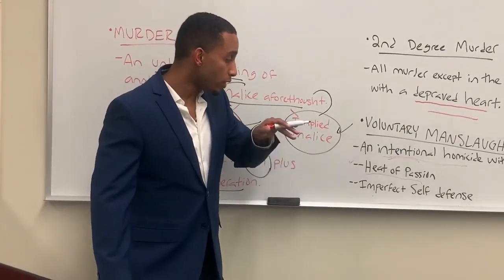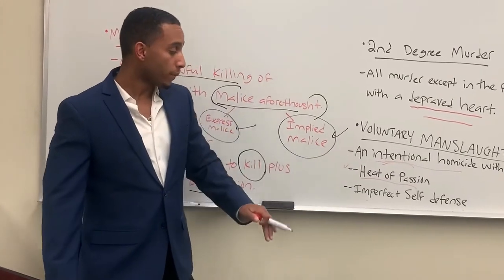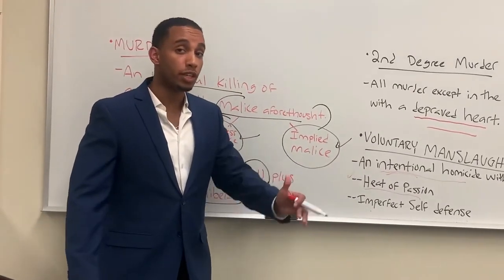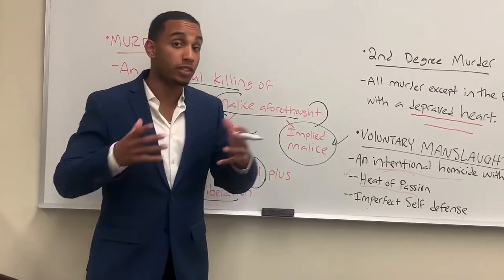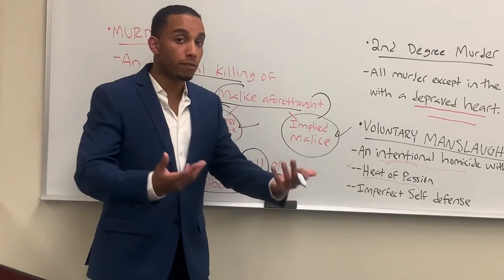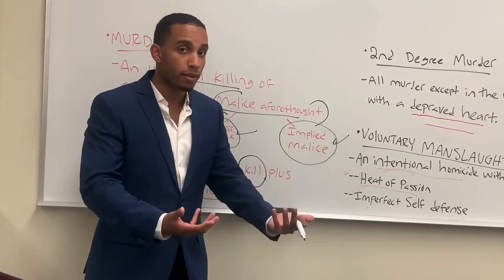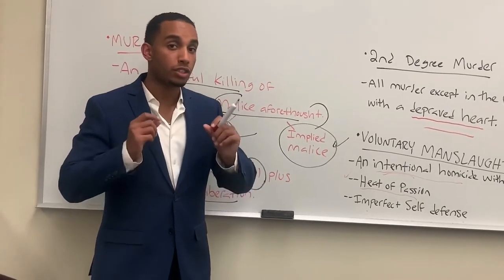Moreover, when we get into imperfect self-defense, which is very, very important, the defendant reasonably believed that he was under imminent serious bodily injury or death. And if he didn't act fast, that person may have suffered serious bodily injury or death. However, the defendant was not truly under that situation.